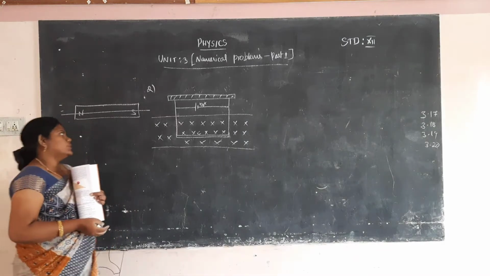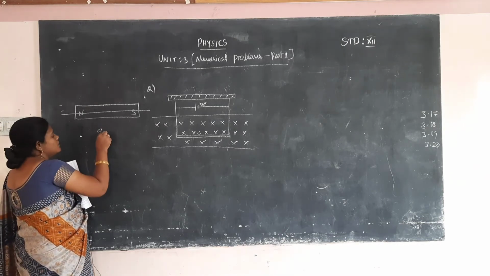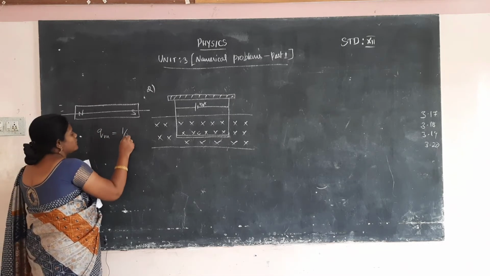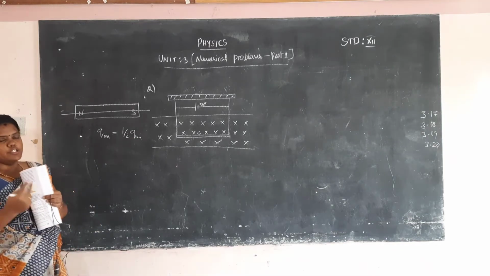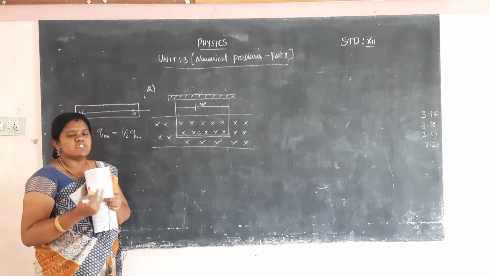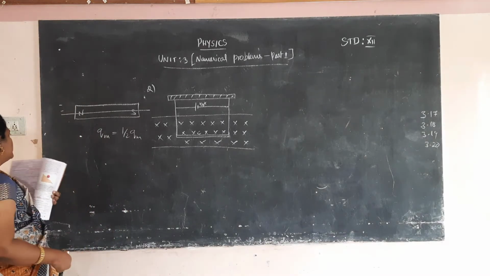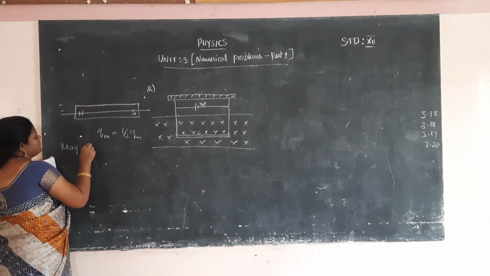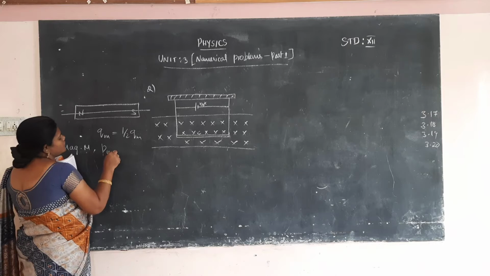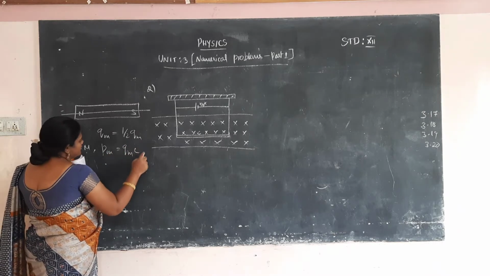So what is the pole strength? That is Qm. So Qm is reduced to half, so half into Qm. So one magnet cut into 2 pieces, the pole strength is reduced to half. What is the formula for magnetic moment? Magnetic moment Pm is equal to Qm into L, that is pole strength into the length of the magnet.